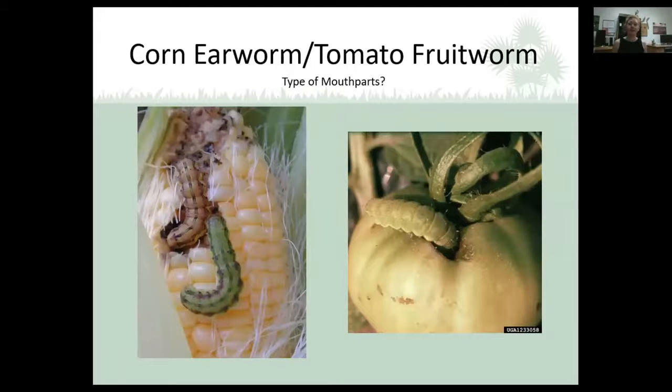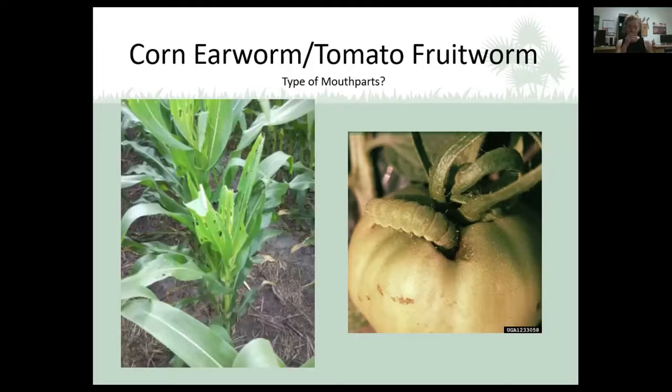The corn ear / tomato fruit worm. I learned it as the corn ear worm, but apparently it's called a tomato fruit worm. Maybe you've heard it. First and second generation caterpillars attack the whorl stage, and the later generations are largely found on ear corns. This is what some of the damage looks like.